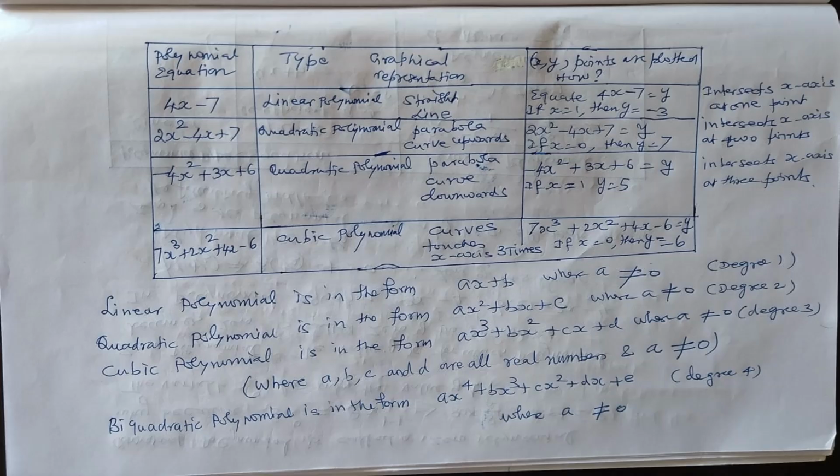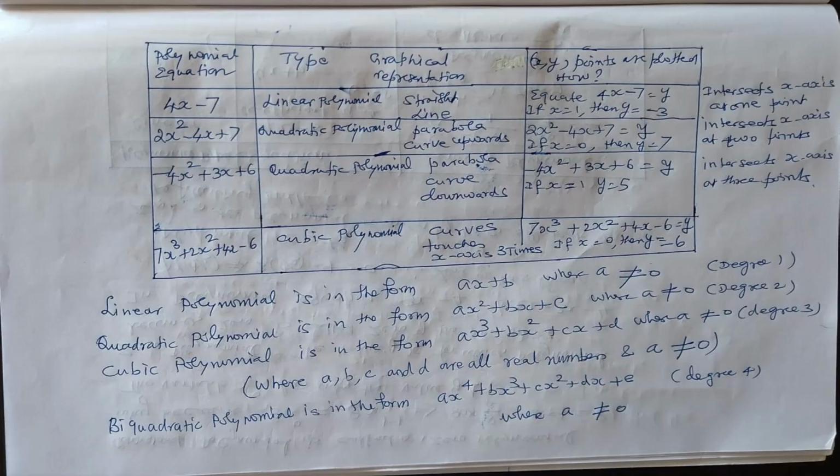Linear polynomial is in the form of ax plus b, where a is not equal to 0, that is degree 1. Quadratic polynomial is in the form of ax squared plus bx plus c, where a is not equal to 0, it is degree 2. Cubic polynomial is in the form of ax to the power of 3 plus bx to the power of 2 plus cx to the power of 1 plus d, where a is not equal to 0, degree 3.